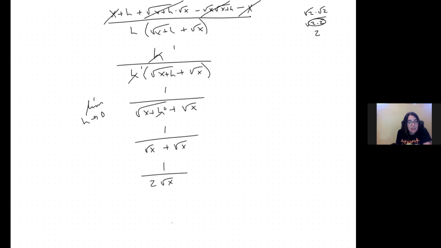And again, we could rationalize it if we don't like roots on the bottom. And then root x times root x is x. Although, I don't know, I would have been fine with that answer, personally. But either way, they're both correct.